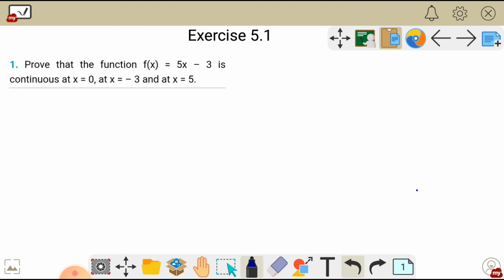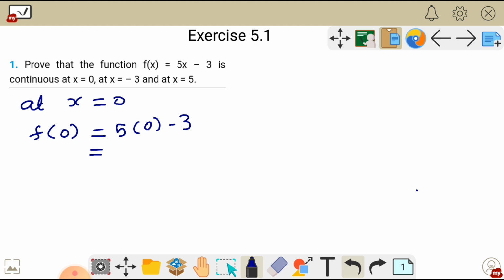So let us start with x equals 0. At x equals 0, first of all, what will be f of 0? So f of 0 equals 5 in the bracket 0 minus 3, which equals 0 minus 3, right, which is nothing but minus 3. Now what will be the limit of the function as x tends to 0? So let us find the limit of the function.